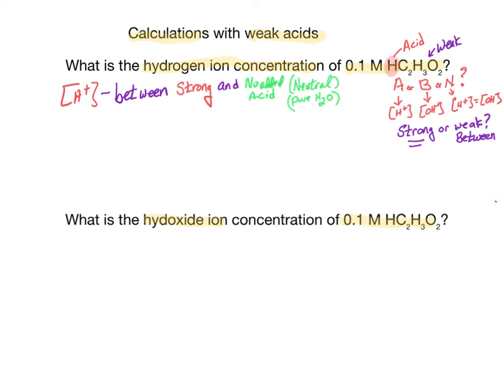In which case, we will see that the hydrogen ion concentration is between 10 to the negative 1 and 10 to the negative 7 molar. Next, let's see what the hydroxide ion concentration is.